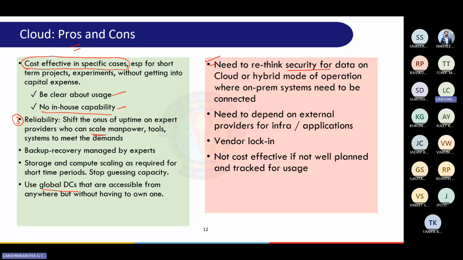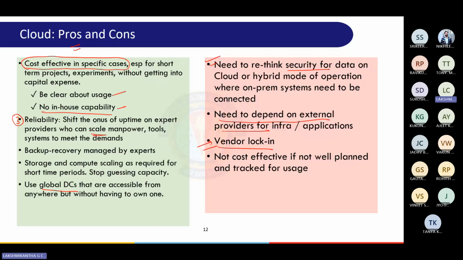So this is a very important point, right? This is one concept of using cloud computing for big data. And the second one is the need to depend on external providers. Of course, you are now dependent on a third party for your core infrastructure and also applications. So if they have an outage, you are impacted. That's all. And the third con here is vendor lock-in. One of my friends was asking this question: what do you mean by vendor lock-in?